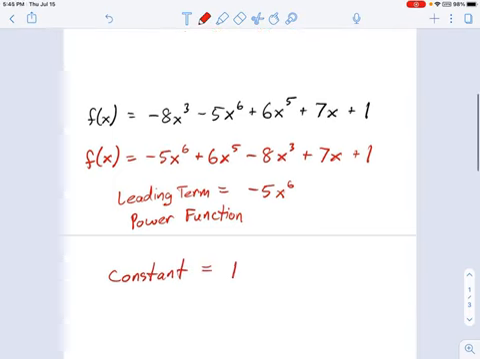And what's the degree of this polynomial? Right, we see a lot of degrees here. There's exponents all over the place, but the highest exponent is 6. So we say that this polynomial is a degree 6. Okay?